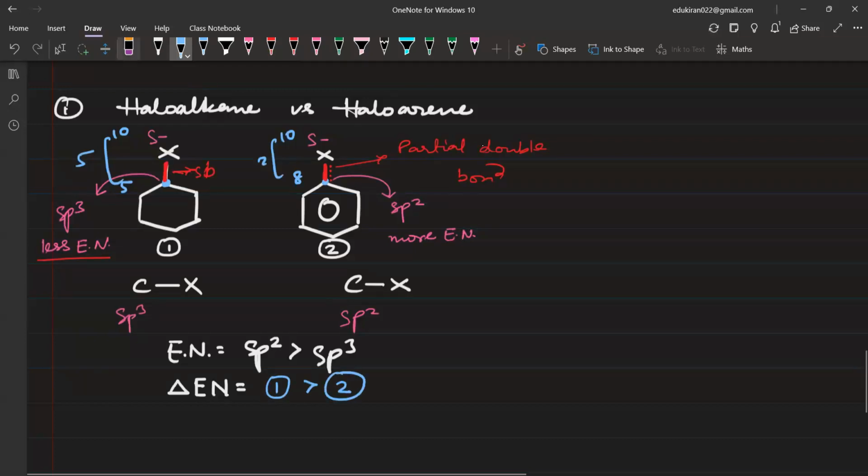I hope this is clear now, that which will be having more electronegative difference. Now, if there is more electronegativity difference, that means there will be larger delta positive and delta negative charges, and their value will be higher.